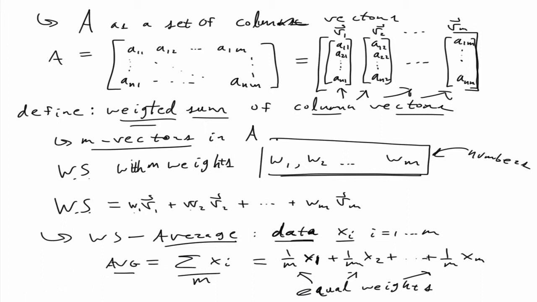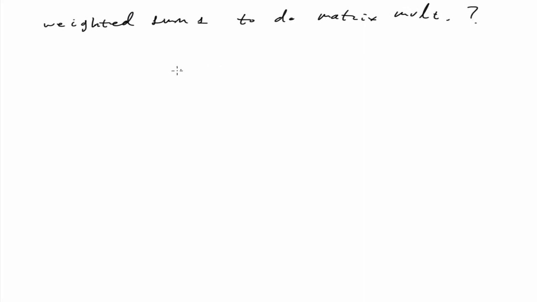All right, so with this, let's see if we can go to the next page. So how does weighted sums to do matrix multiplication work? Okay, so how do you do this?